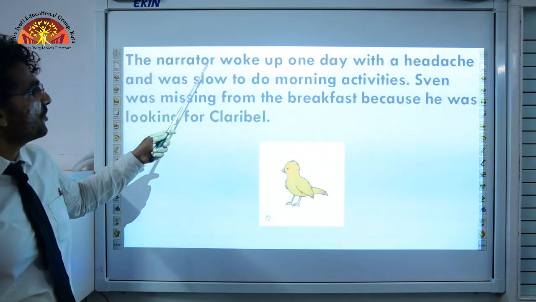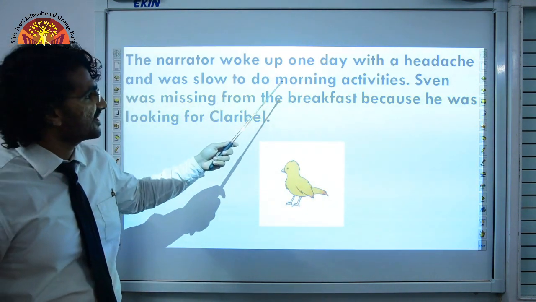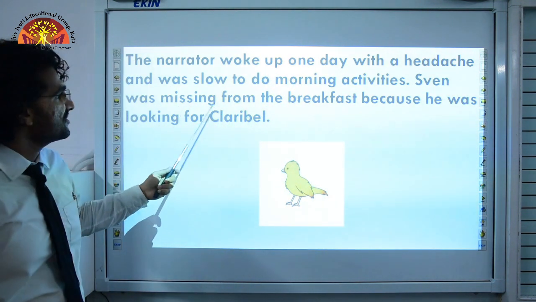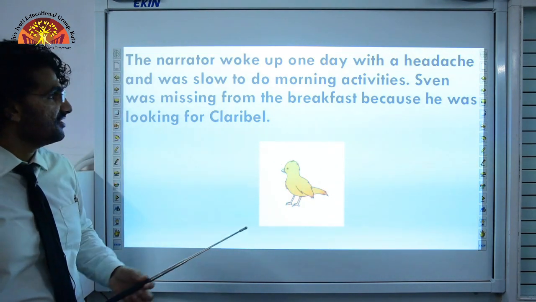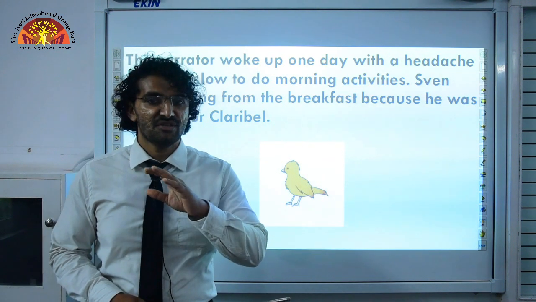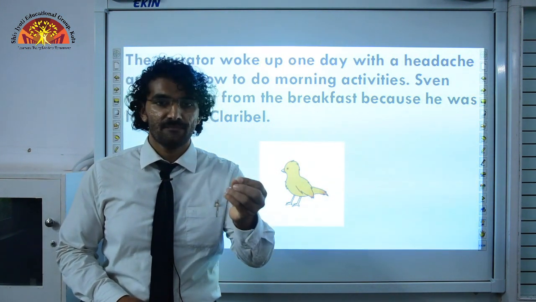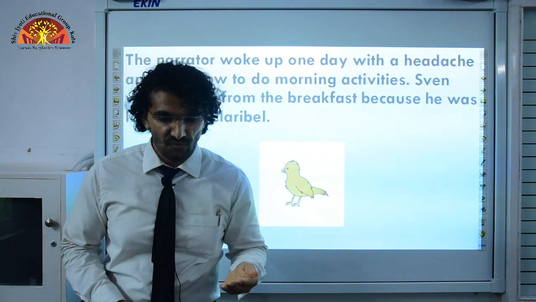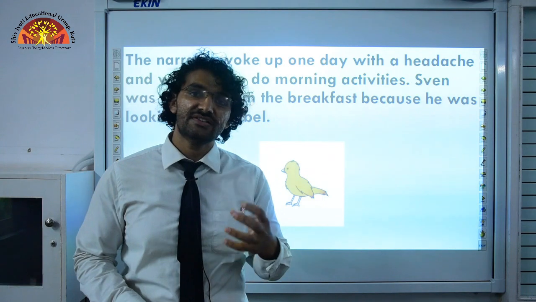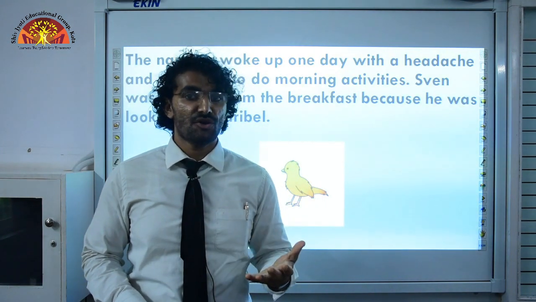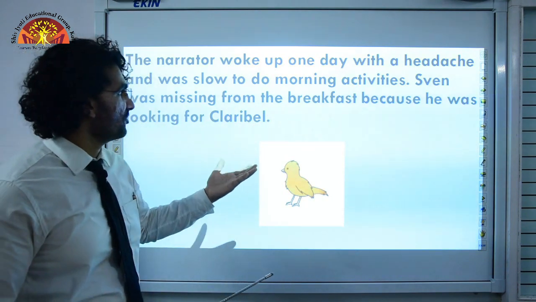The narrator woke up one day with a headache and was slow to do morning activities. Swain was missing from the breakfast because he was looking for Claribel. So till now everything has been going well, but one day the narrator has woken up and he is not feeling well. He is feeling sick. He is not feeling the way he feels every day. It's different this morning, and why it's different, we do not know yet.